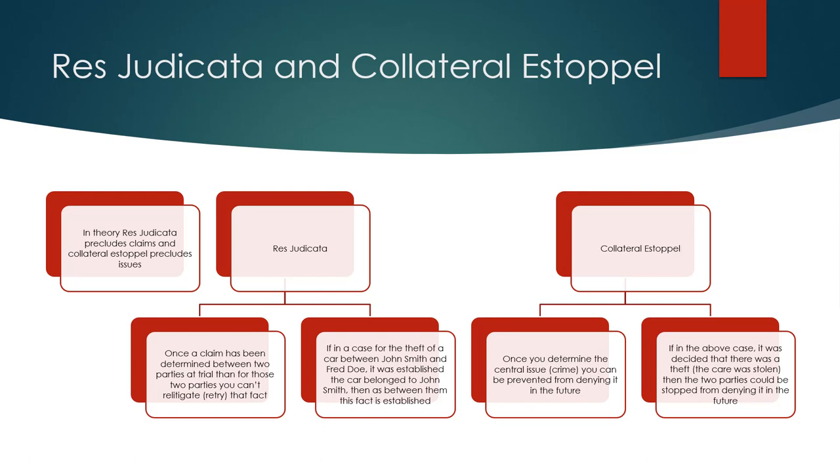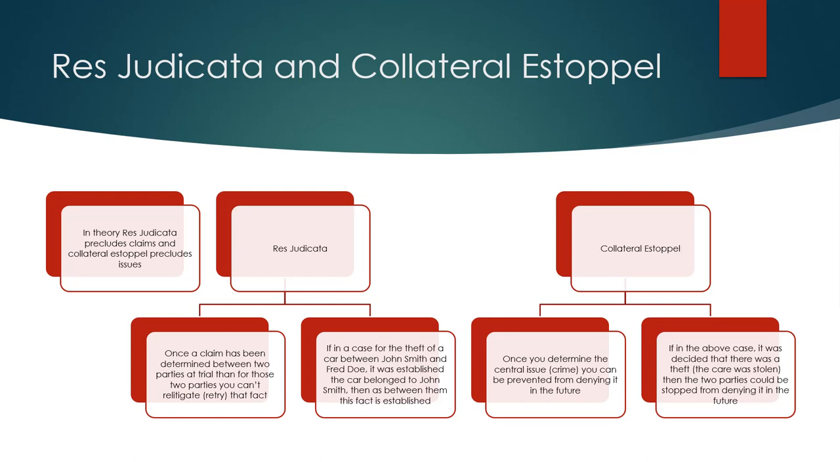So here's the example. If in a case for the theft of a car between John Smith and Fred Doe, it was established that the car belonged to John Smith, then that is an established fact. And in future cases, the court has to respect that fact. Now, collateral estoppel: once you determine the central issue, you can be prevented from denying it in the future.